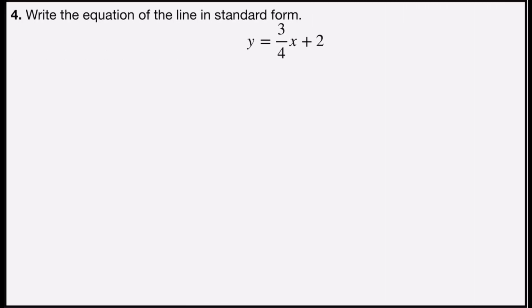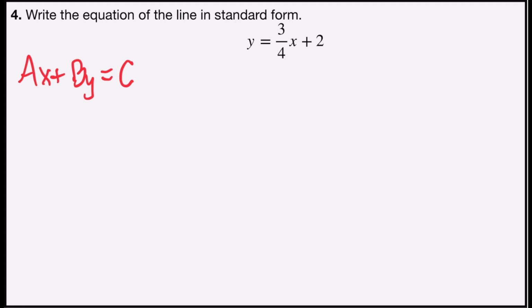Problem number 4 says write the equation of the line in standard form, and it says y equals 3/4 x plus 2, and as we've seen, this is in slope intercept form. But I want standard form of a line, which is ax plus by equals c, no fractions, no decimals, meaning a, b, and c are integers, and a is positive.